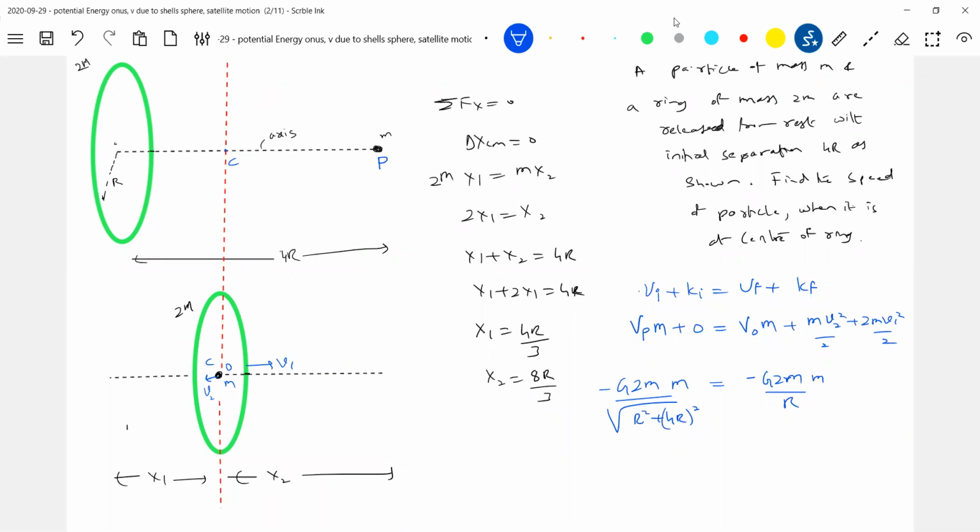Hope everyone is able to follow. What is V naught? Potential at the center of the ring. So finally, when the particle reaches the center of the ring, the particle will be at the center of mass. Any reason why we should think in this way? Center of mass concept: where do they meet? They'll meet at the center of mass of the system. So minus G 2m m, and this will be plus (1/2)mv2 square.